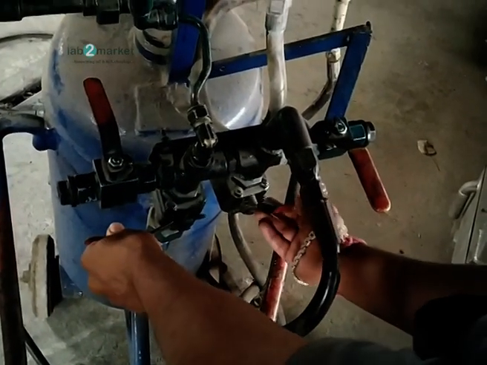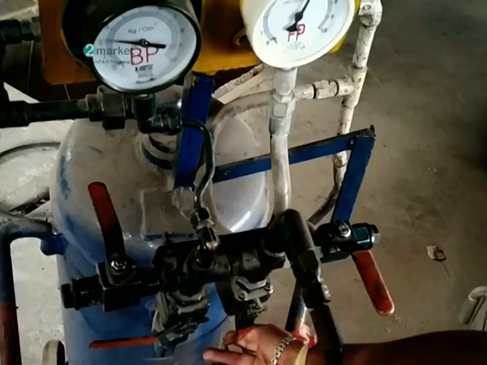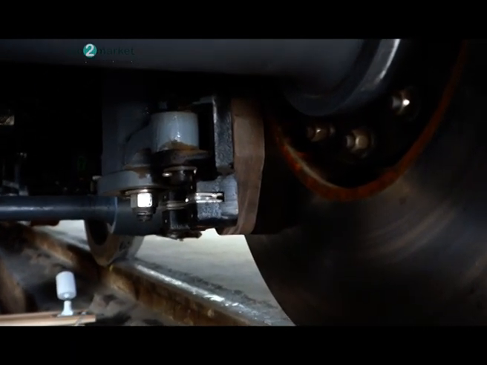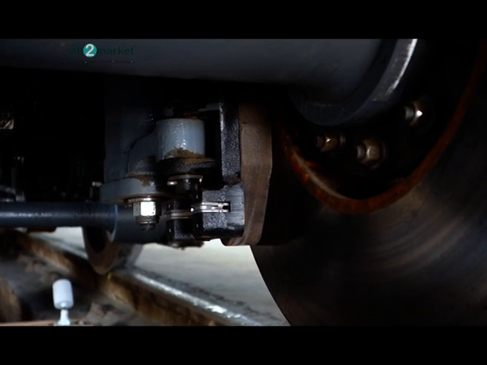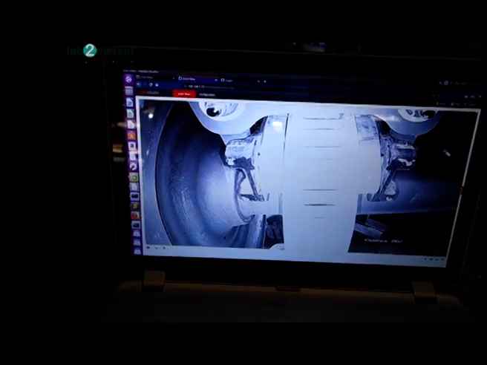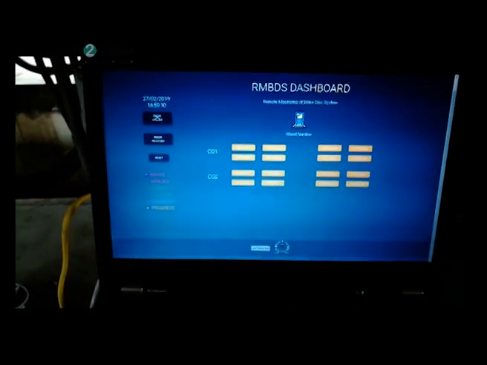The test rig is operated to release the air pressure. Once the pressure is released, brakes are applied, simultaneously captured by the IP cameras. The obtained data is received and analyzed. The results are displayed on the GUI.